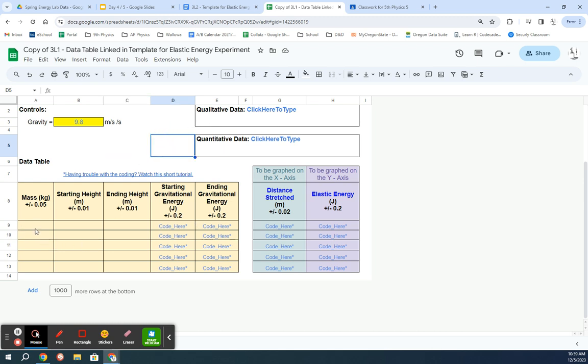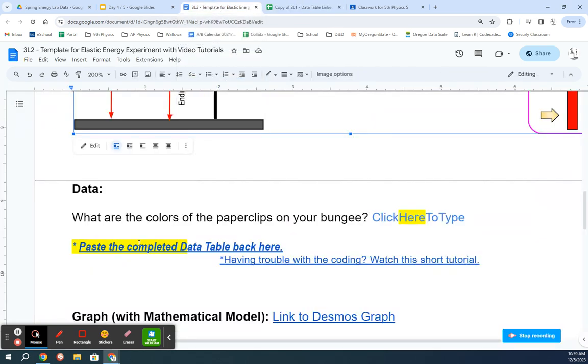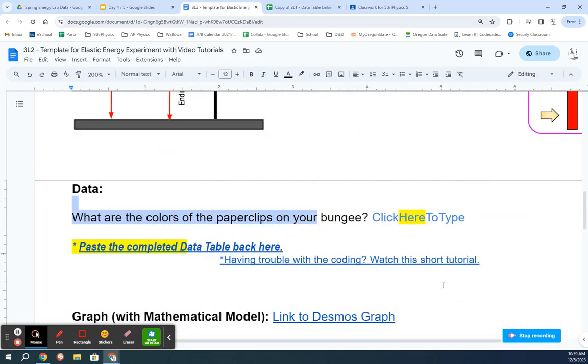So for the lab, you're going to have a bungee cord, and on that bungee cord are 2 paper clips. You're going to want to make sure that you take note of what color those paper clips are, because that's the first question that it asks you right here. So you're going to put red, green, or red, red, or whatever colors are on your bungee. That way you can make sure that you can use the same bungee again and again and not have to throw out all of your data and start from scratch. So it's really important that you know which colors your bungees are.